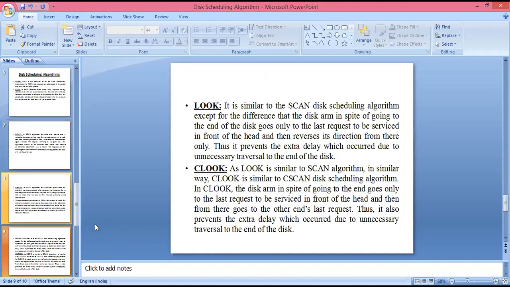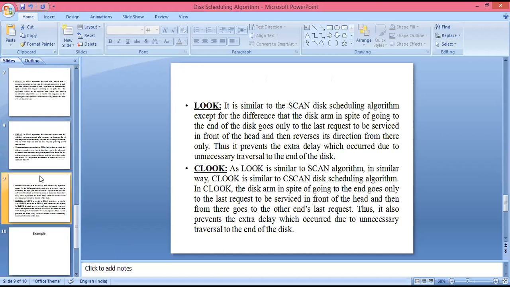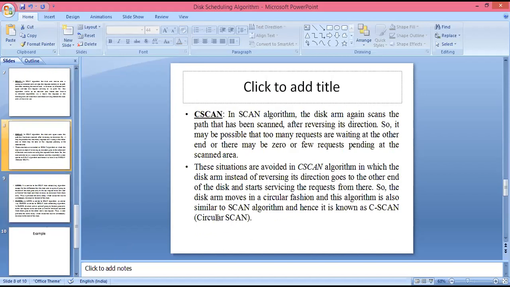The next one, the C-SCAN algorithm. C-SCAN is nothing but a SCAN algorithm where C stands for circular. What happens in the SCAN algorithm? You move either in the inward direction or the outward direction, that means from arc to center point and from center point to arc. But in circular scan, from the arc to the center point, again from the center point it moves towards the arc, and again the arc goes to the center.